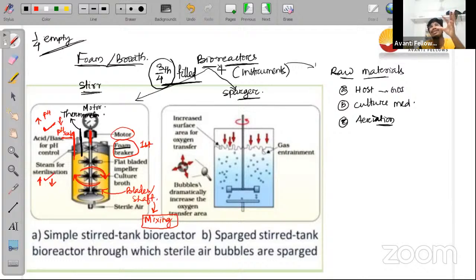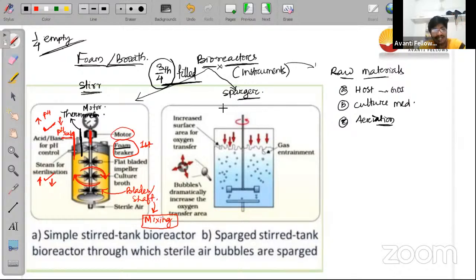Foam means, like, what can I say. Do you use soap? Soap use करते हैं ना तुम? तो soap जब use करते हो, body में लगाने से at that time foam is produced. That foam will be produced here, and that foam will be broken by this foam breaker or first shaft in the stir type.